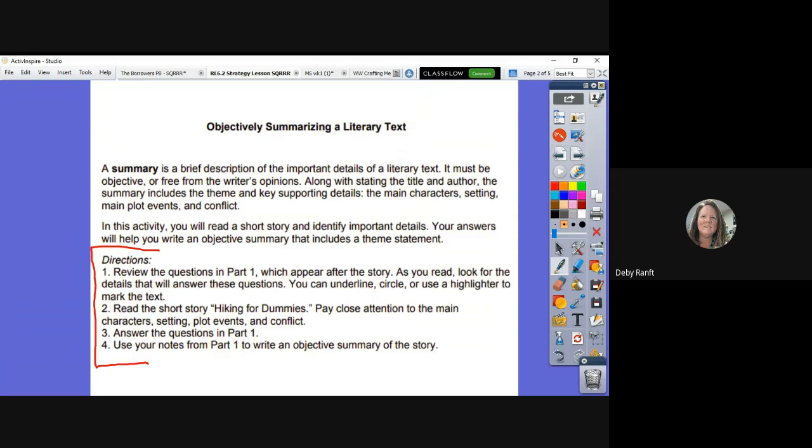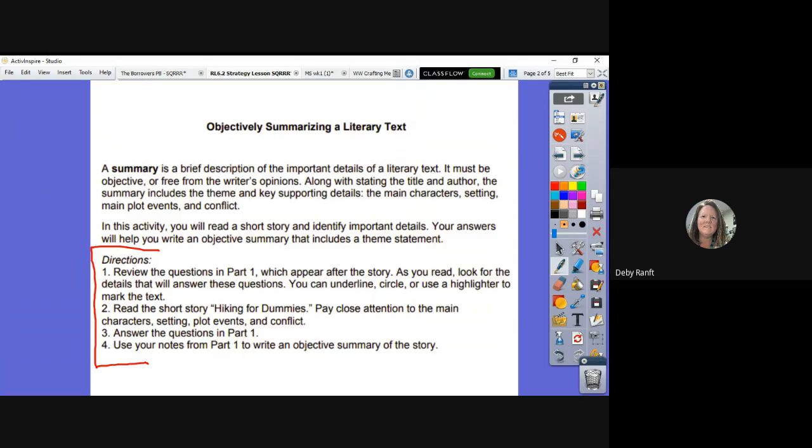Are we ready to confirm and retell what we're going to actually be doing? Okay, who can tell me what are we going to do today? Tyler, give me one thing. You're going to read Hiking for Dummies. We're going to read a story called Hiking for Dummies. Okay, what else are we going to do today? Fiona. We're going to answer some questions. Yes. What else are we going to do today, CJ?